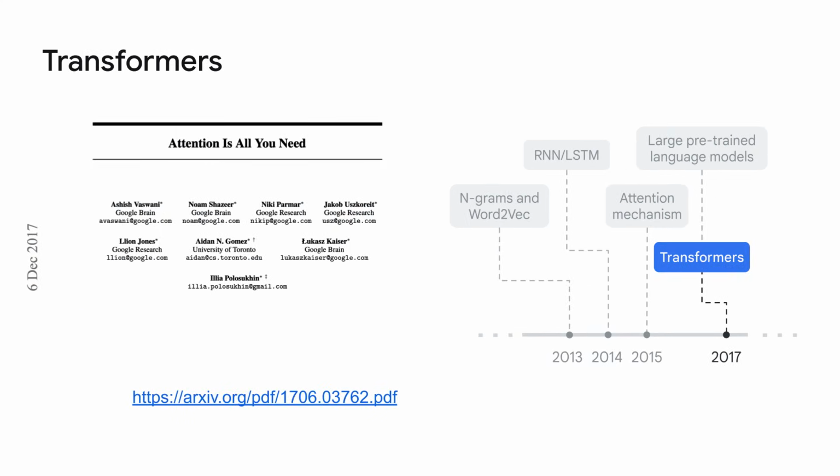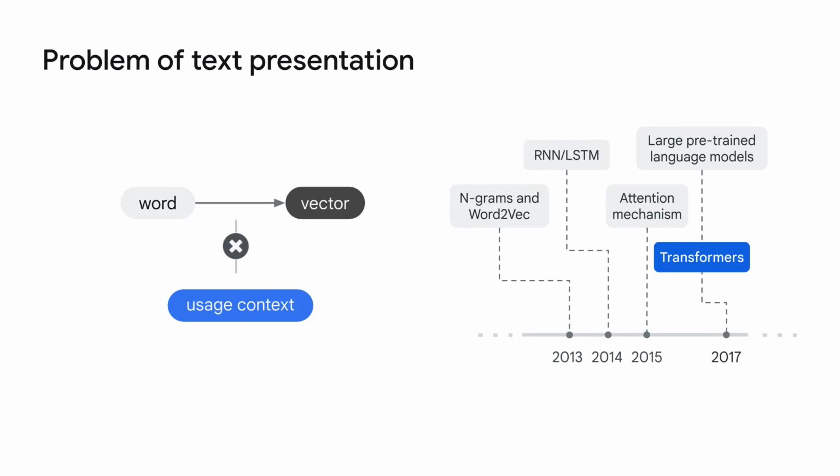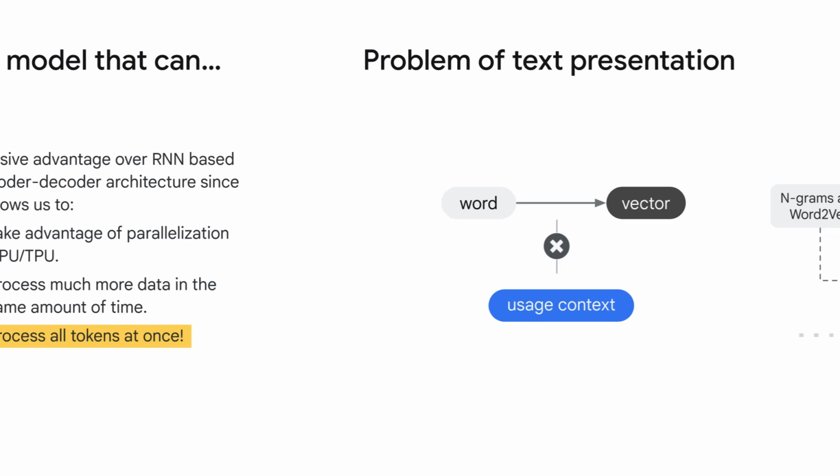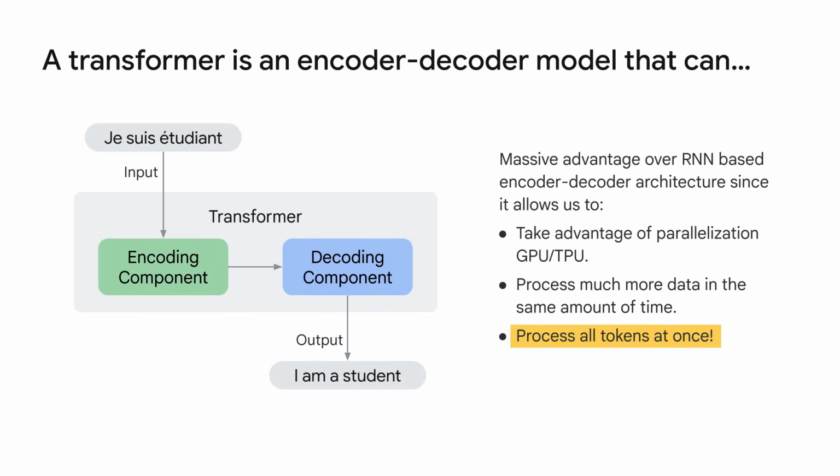Transformers is based on a 2017 paper named Attention Is All You Need. Although all the models before transformers were able to represent words as vectors, these vectors did not contain the context, and the usage of words changes based on the context. For example, bank in riverbank versus bank in bank robber might have the same vector representation before attention mechanisms came about.